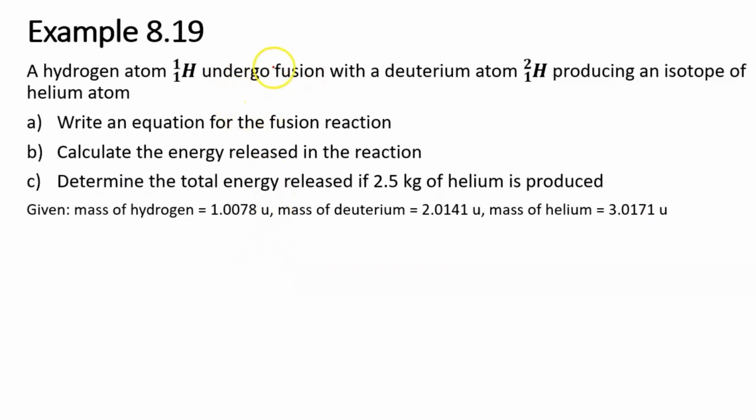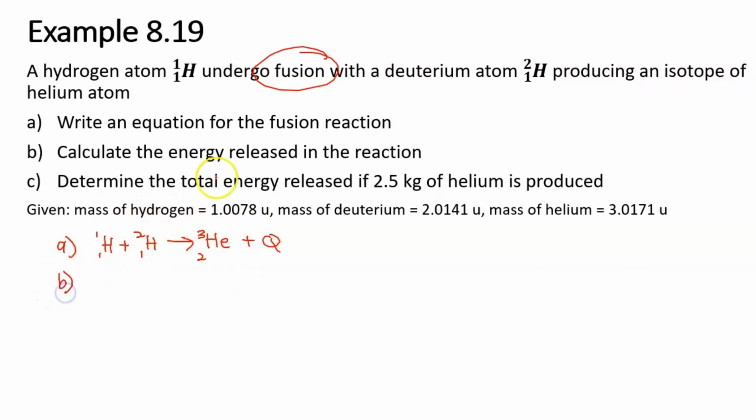Example 8.19, this is a fusion process where a hydrogen atom reacts with a deuterium atom and produces an isotope of helium atom. So for part A, the equation: hydrogen plus deuterium produces helium. But which helium is this? 4-2 or 3-2? Look at the nuclear number on the left side. 2 plus 1 is 3. 1 plus 1 is 2. So it will produce helium-3, plus energy. Why? There are no other particles, because it is already balanced. The nucleon number and proton number are balanced. So, this is the equation.